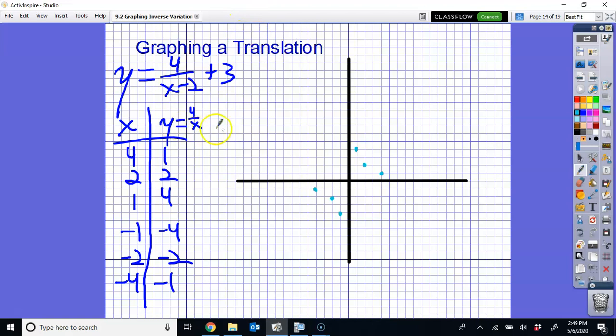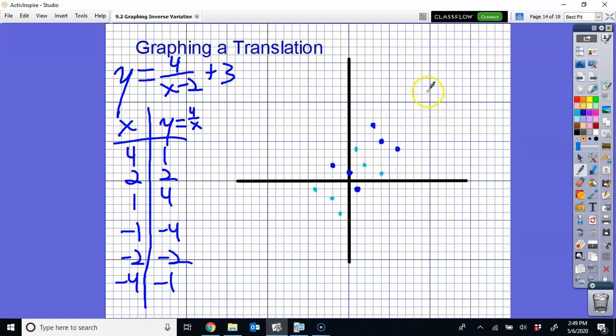So we take it and we move it right 2 and up 3 now. But watch what happens when you do that. If you move this one right 2 and up 3, you move this one right 2 and up 3. You move this one right 2 and up 3, and the rest the same way.